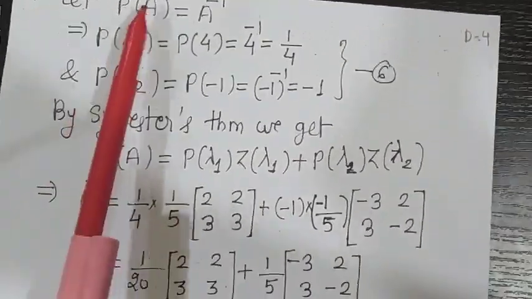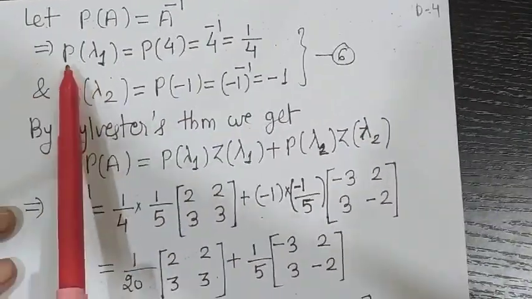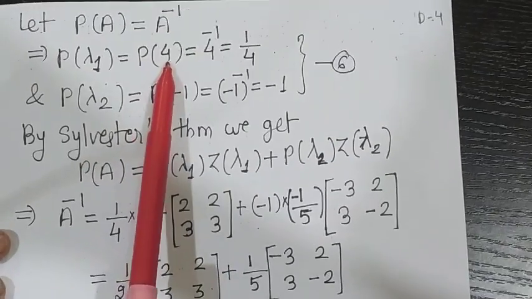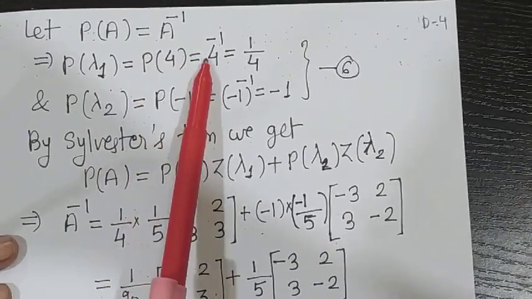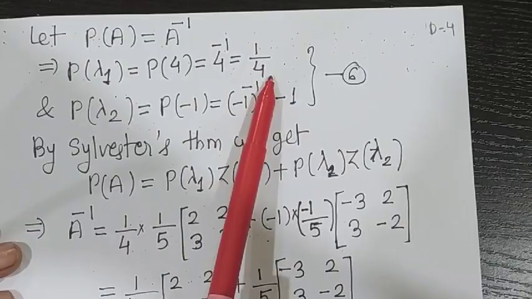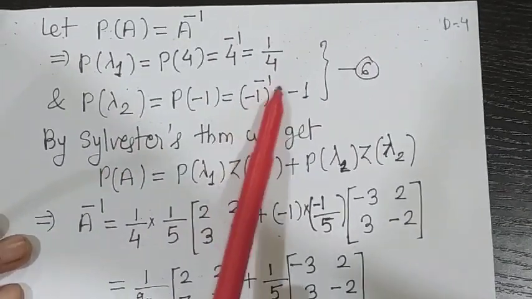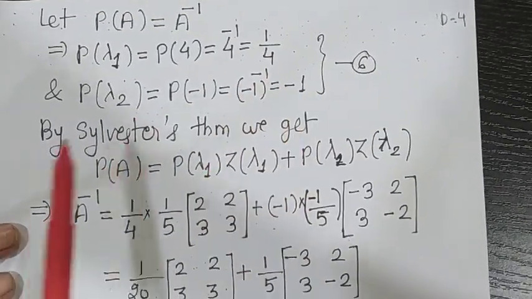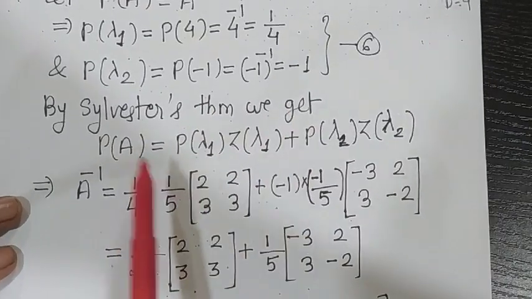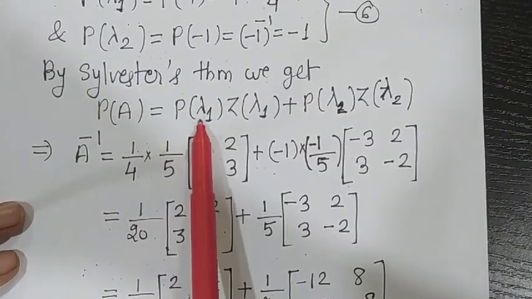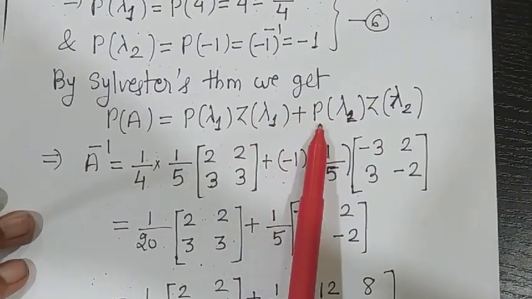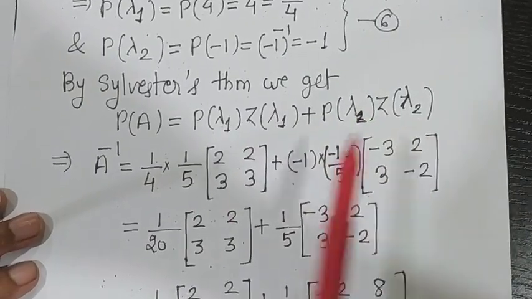Now let P of A, as it is asked to find out A inverse, so P of A will be A inverse. Find out P of lambda 1, P of 4. So just replace A by 4. So 4 inverse, that is 1 by 4. Minus 1 to the power minus 1 is minus 1. Apply Sylvester theorem. So P of A is P of lambda 1 Z of lambda 1 plus P of lambda 2 into Z of lambda 2.